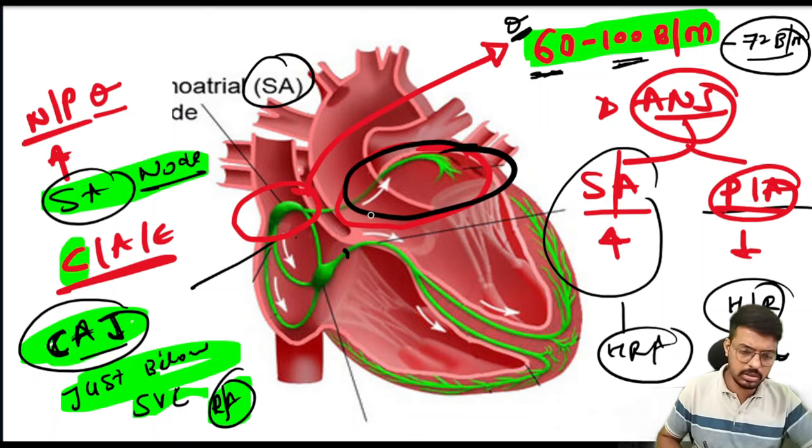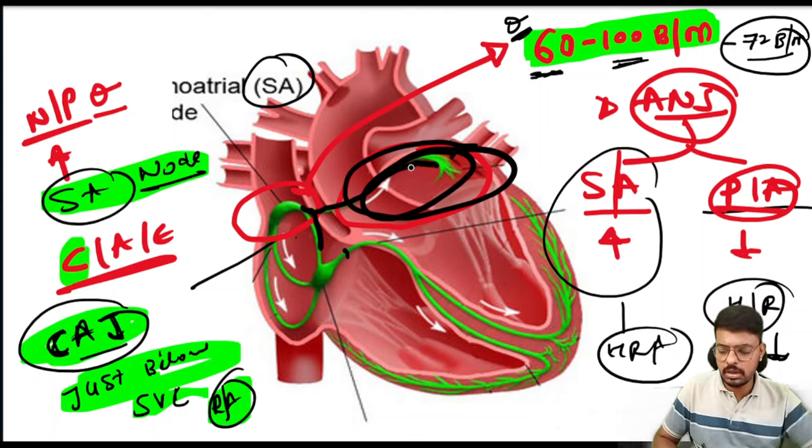Okay, by the SA node only. So this is the fiber which is going from the SA node and which is supplying to our very important left side atrium also. Okay, then come to the second one, that is the AV node.